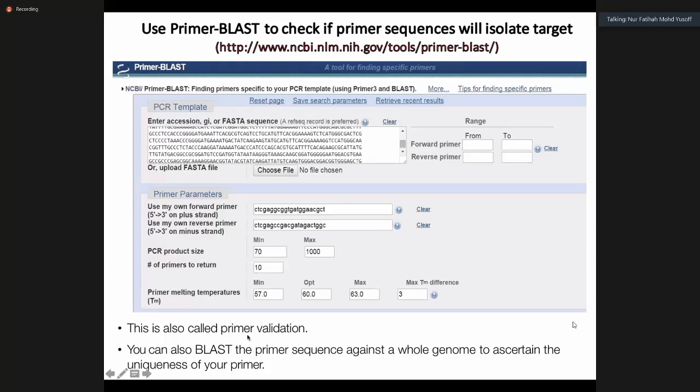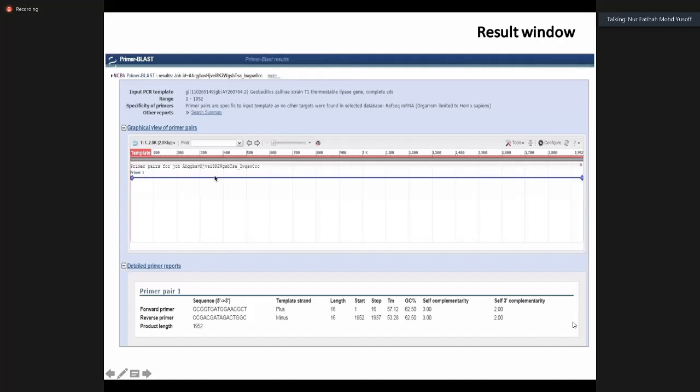This is also called primer validation. You can also BLAST the primer sequence against a whole genome sequence to ascertain the uniqueness of your primer. So this is what I was talking about. This is the result. Basically, you can see the properties of the primer: the length, the start and stop, the position of the primers, the melting temperature, GC content, self-complementarity, self-3' complementarity, and so on. It could be more than one pair of primer sequences that the program will generate.